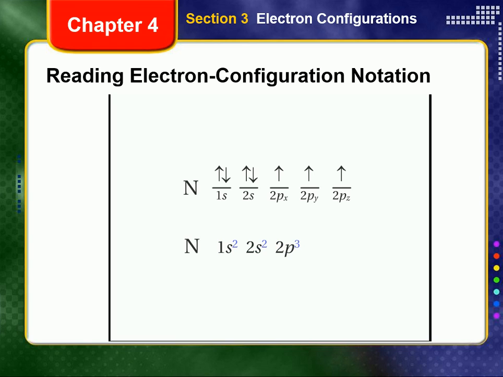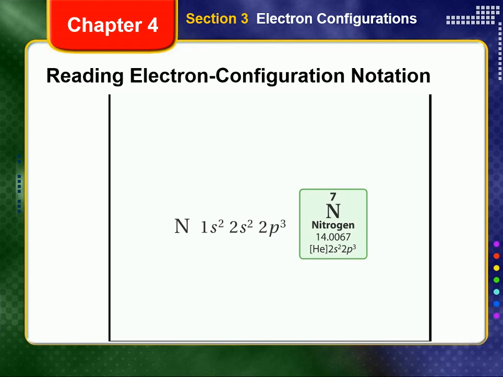The configuration for nitrogen is represented by 1s2, 2s2, 2p3. The superscripts indicate that two electrons are present in nitrogen's 1s orbital, two electrons are present in the 2s orbital, and three electrons are present in the 2p orbital. This configuration indicates that nitrogen has a total of 7 electrons and tells us that nitrogen has an atomic number of 7.